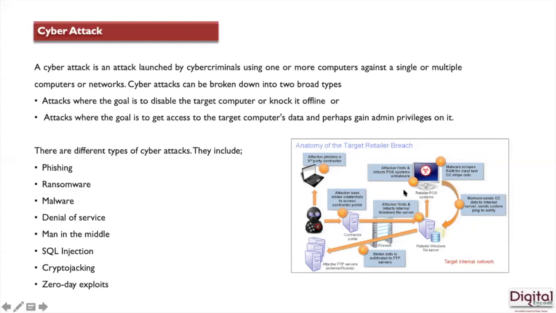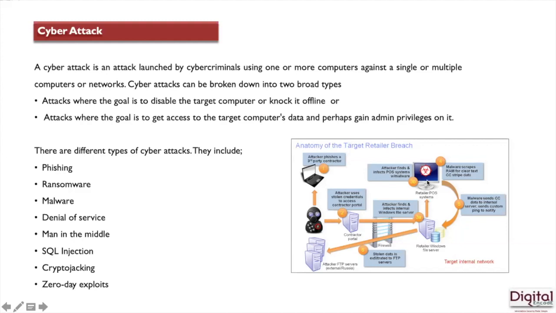So we'll quickly look through this image on the right. Some years ago, a cyber attack was carried out on Target supermarket. The attacker phished a third-party contractor, who was in charge of their ventilation system. When the attacker phished this contractor, he was able to get stolen credentials. He used those credentials to access the contractor portal. After he had access to the contractor portal, he was able to access the Windows file server, probably because they were on the same network. When he accessed the internal Windows file server, he infected it with malware.